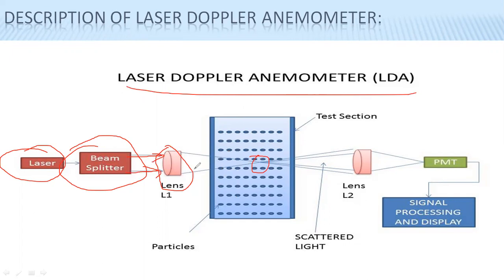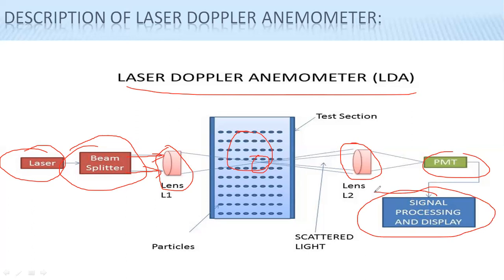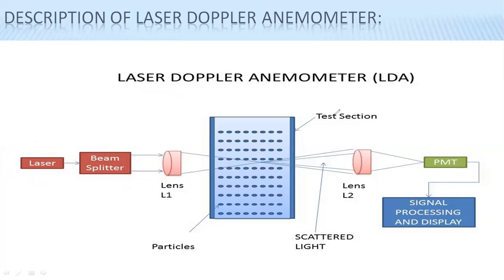So the laser beam is passing through that source of object, that is fluid. I am taking one fluid or solid particles. In those particles, the reflection of the light, emitted through this lens L2, gets to a PMT, that is the signal processing display. With that signal processing display, we can calculate the flow rate of the particles. So that is the description of the LDA process.